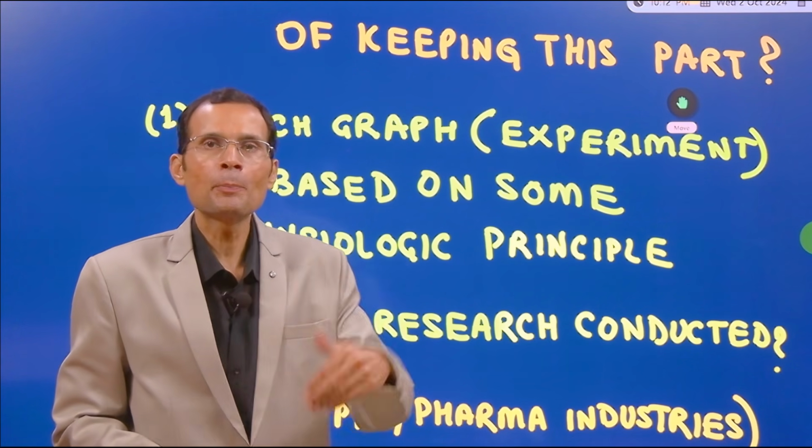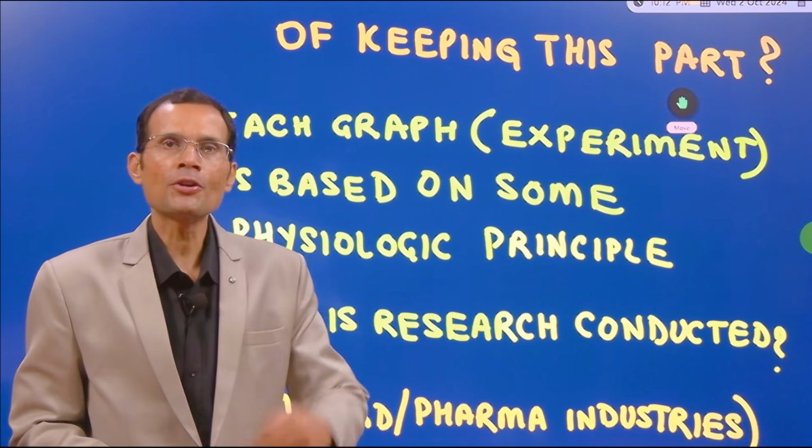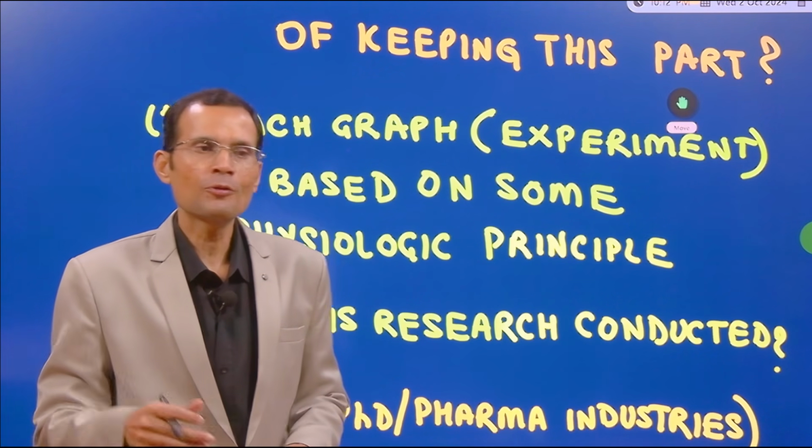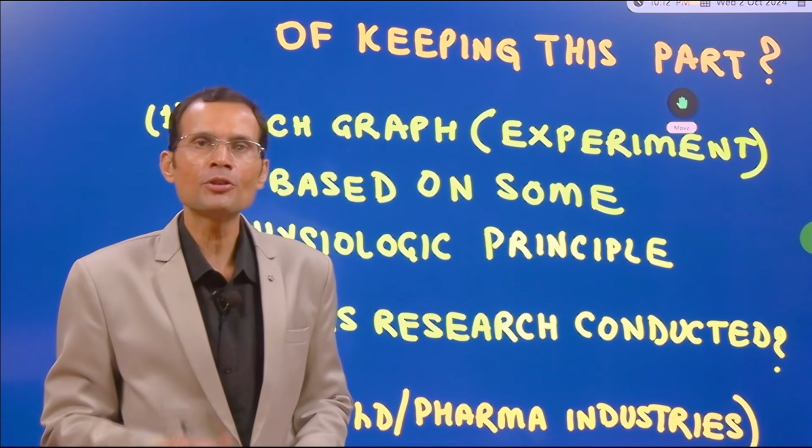For example, simple muscle curve. The principle is excitability and contractility. If the graph is of gradation of stimuli, the principle that you learn is recruitment of the motor units.